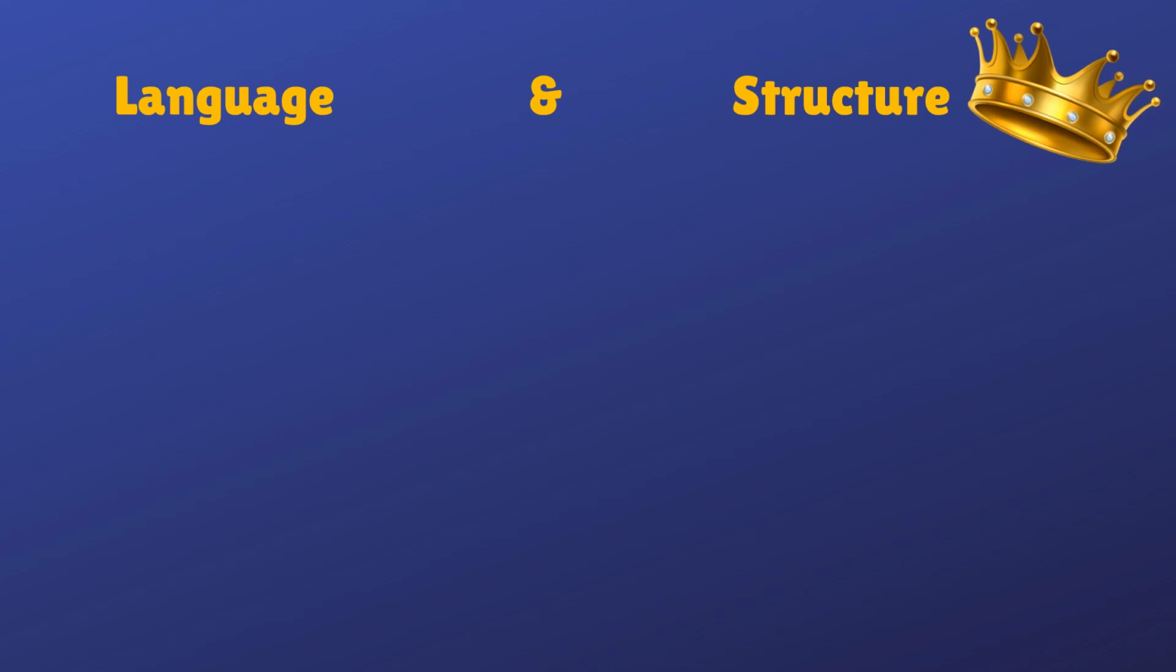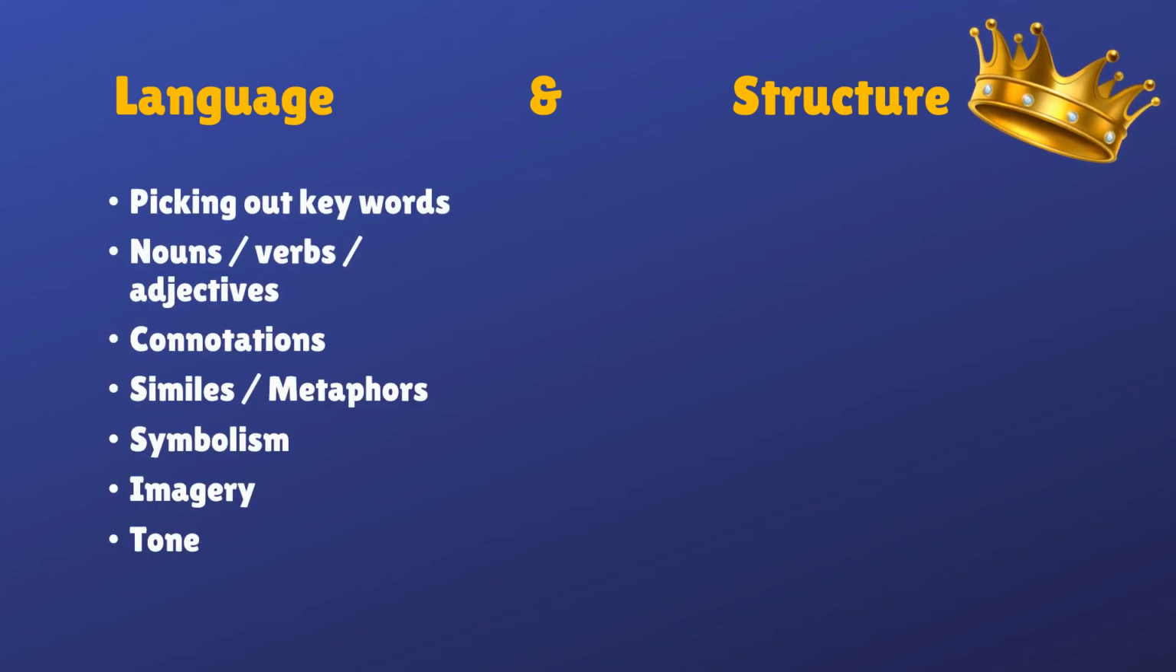For language, here are some of the most common things you could talk about when analysing language. So ideally you want to be zooming in on key words. You might talk about the significance of nouns, verbs or adjectives and what those words suggest. You might talk about the connotations of key words, or you could zoom in on similes, metaphors, personification. You could talk about the symbolism of certain things or the imagery that the author uses. You could even talk about the tone or the mood of the extract. Tone on its own is language, and so is a great thing to write about.